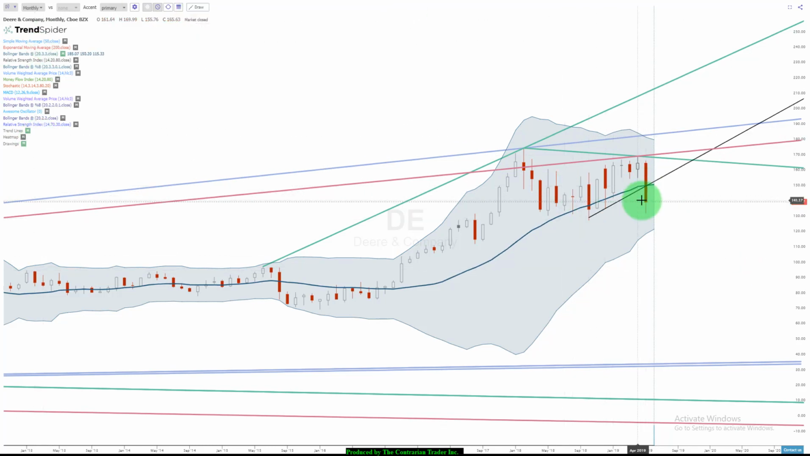below support. Now, if that's not bad enough, let's make things a bit more dire. If we break down below this support level here at 129.47, it is all over for John Deere for a very long time on this monthly chart.